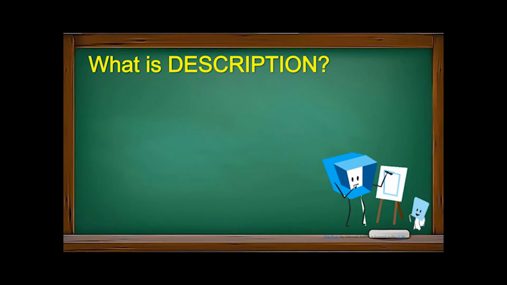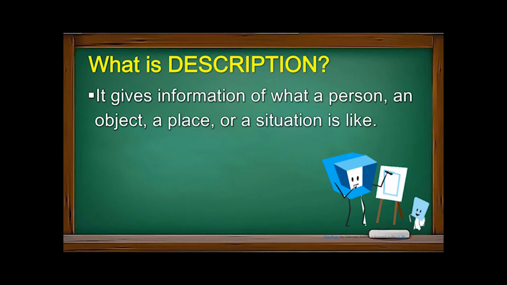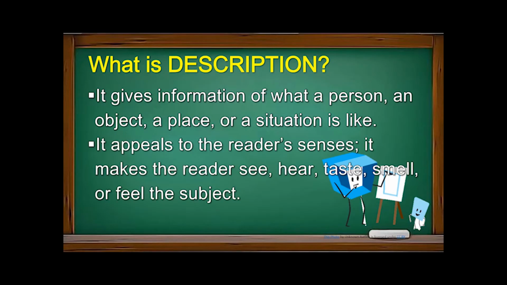What is description? It gives information of what a person, an object, a place, or a situation is like. It appeals to the reader's senses. It makes the reader see, hear, taste, smell, or feel the subject. Description gives information of what a subject is based on what it is in a reader's mind.